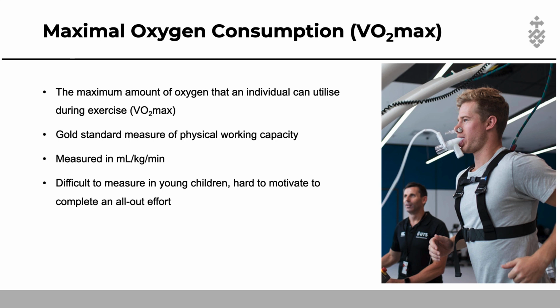Now, the largest amount of oxygen that a human can consume and deliver to the working muscles is called the maximal oxygen consumption, the VO2 max, right? Now, this physiological measure is considered to be the best single measure of aerobic working capacity or physical working capacity. It's the gold standard, and it's measured in milliliters of oxygen consumed in 1 minute per kilogram of body weight. So milliliters per kilogram per minute.